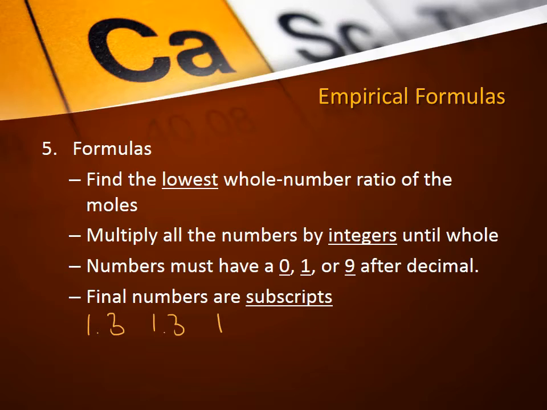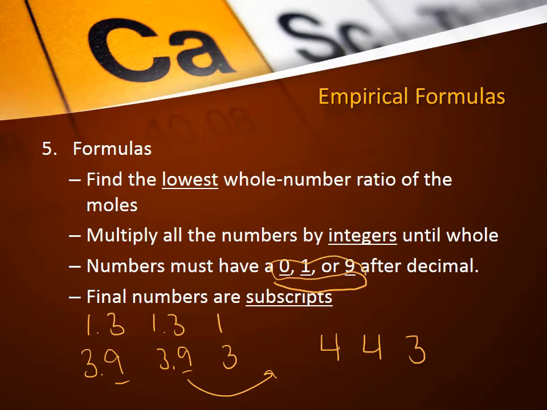So if we multiply all those by 3, we'll get a 3.9, 3.9, and 3. So we got a 9, and that's a whole number, so it's just 0. But that means these will turn into a 4, 4, and 3, not a 3, 3, and 3. Once they end in a 0, 1, or a 9, you round to whatever number they currently round to.